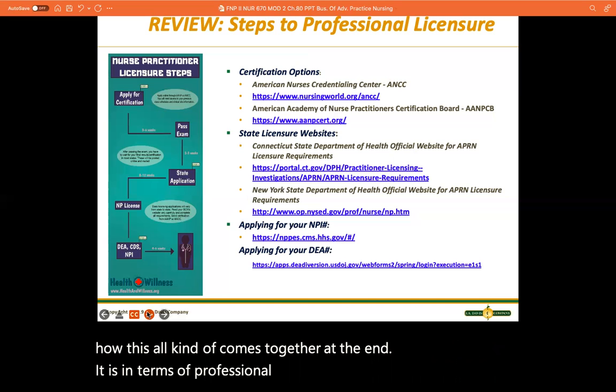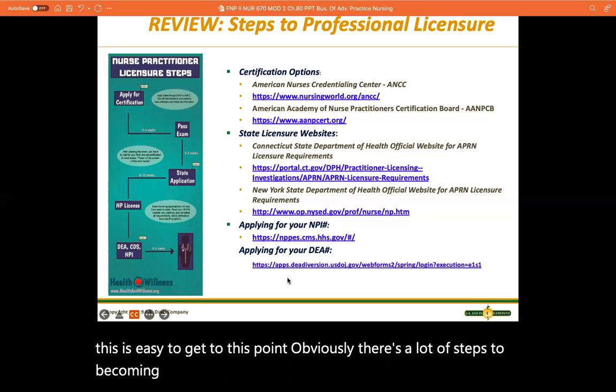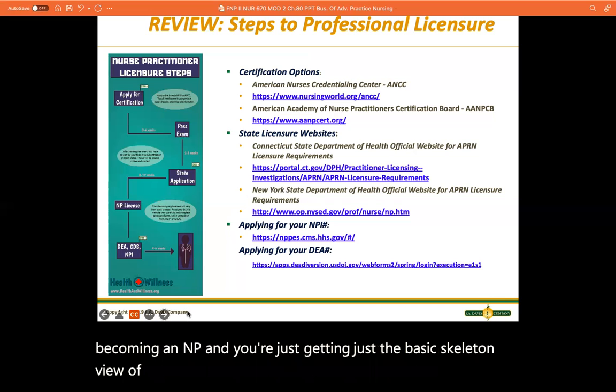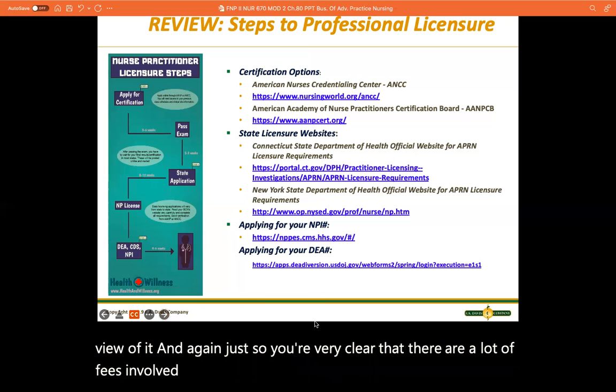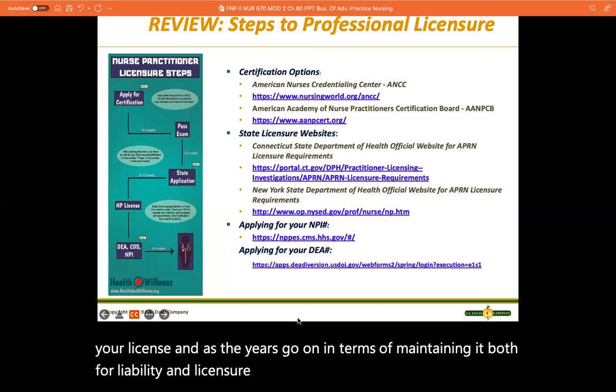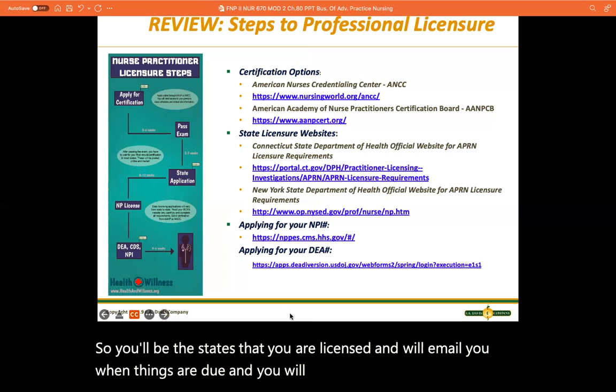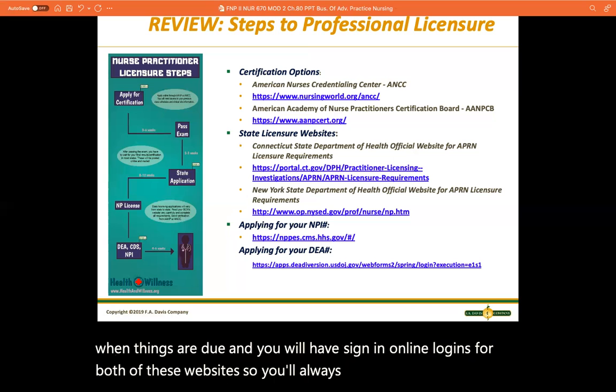All right, guys. So don't think this is easy to get to this point. Obviously, there's a lot of steps to becoming an NP, and you know, you're getting just the basic skeleton view of it. And again, just so you're very clear, there are a lot of fees involved, both at processing when you first get your license and as the years go on in terms of maintaining it, both for liability and licensure and registration. Okay, so the states that you are licensed in will email you when things are due, and you will have sign-in online logins for both of these websites. So you'll always be able to go in and check on the status of your licensure.